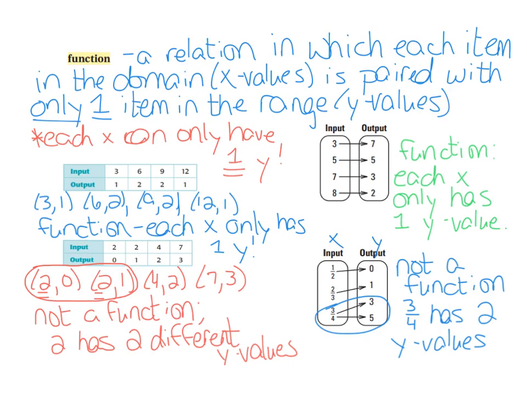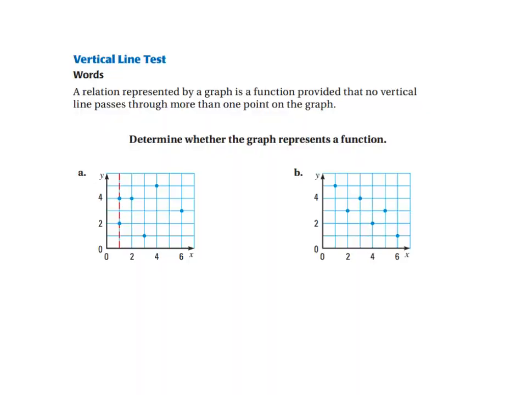All right, let's look at graphs. When you are looking at a graph, there is a special way to tell whether or not it's a function. And you're going to use what is called the vertical line test. Okay, vertical line is straight up and down. That's a vertical line. And here is the vertical line test. It's written for you here. A relation represented by a graph is a function provided that no vertical line passes through more than one point on the graph. Now that's a little wordy, but let's read it again. A relation is a function if no vertical line passes through more than one point on the graph. So if a vertical line does pass through more than one point, the graph is not a function.